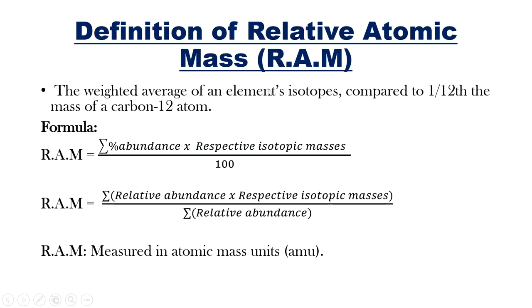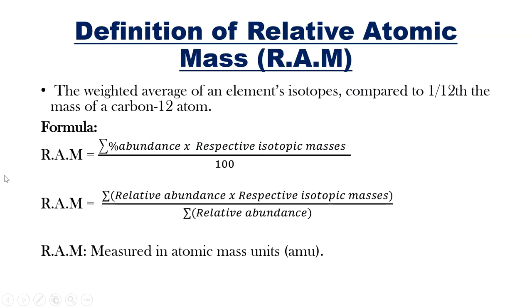So we're looking at the summation of the abundance of each isotope times the respective isotopic masses. This is the first formula, but it can also be written as the summation of relative abundance times the respective isotopic mass. This is for the case when they have not given you the abundance in percentage. We are going to see all this as we see how the accurate relative atomic mass is determined.